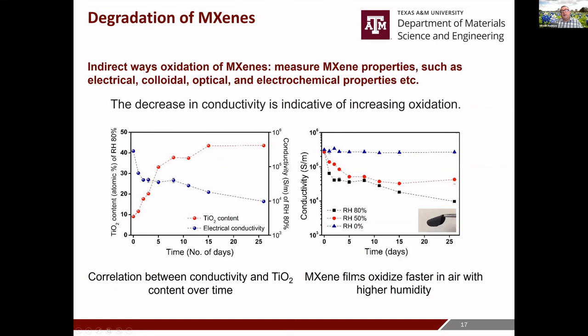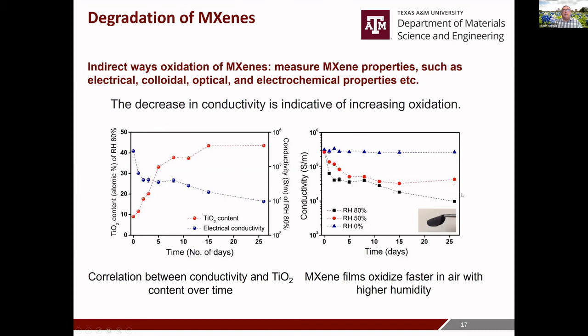This is more important especially if you're in Texas, where the humidity is relatively high and it's very, very hot. Even if the films are dry and you keep them in open air, at different humidity, that affects the conductivity. If you have 0% relative humidity, the conductivity really doesn't change for a long time, while with increasing humidity, it starts dropping significantly.